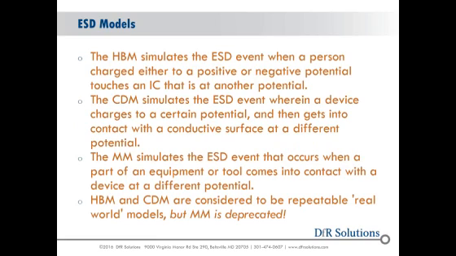So looking at those models, the human body model simulates the event when a person is charged up either at a positive or a negative potential and then touches a device that is at another potential. The charge device model simulates the event where a device charges to a certain potential and then gets into contact with a conductive surface at a different potential. And the machine model simulates the event when a part of the equipment or tool comes in contact with a device at a different potential. The human body model and charge device model are considered to be repeatable or real-world models, but the machine model is deprecated.